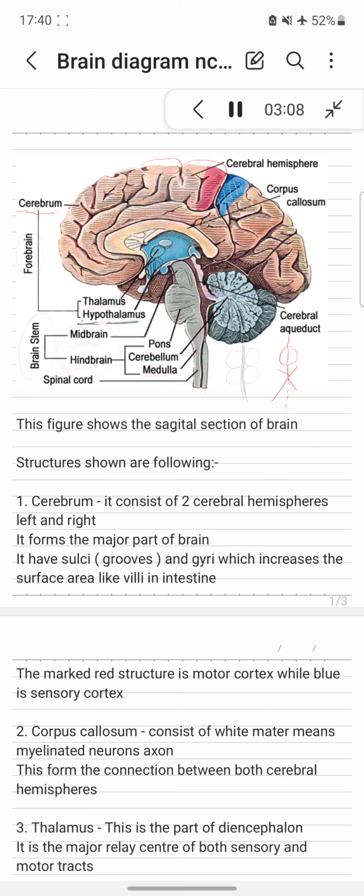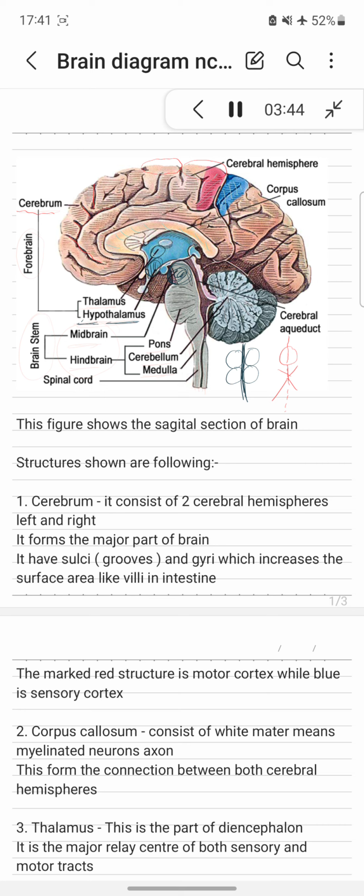Next structure we discuss is the midbrain. What is it made up of? Midbrain consists of four spherical structures known as corpora quadrigemina. Between these spherical structures, a canal known as the cerebral aqueduct passes. This cerebral aqueduct contains CSF, that is cerebrospinal fluid.